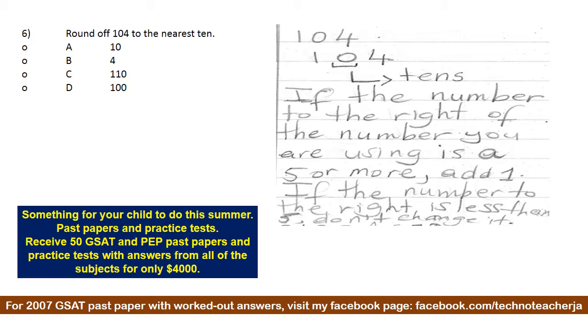The 0 also remains as it is, being that the number in the ones position was 4, and the 4 becomes 0. So the number 104 now becomes 100. So 104 rounded to the nearest 10 is 100.